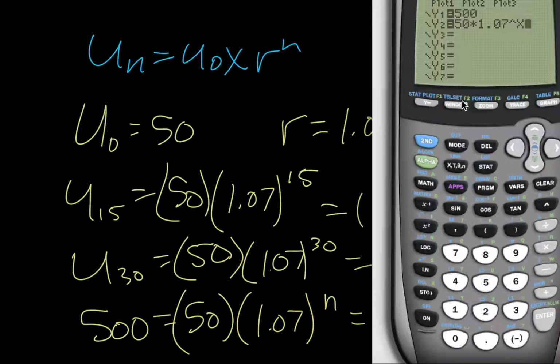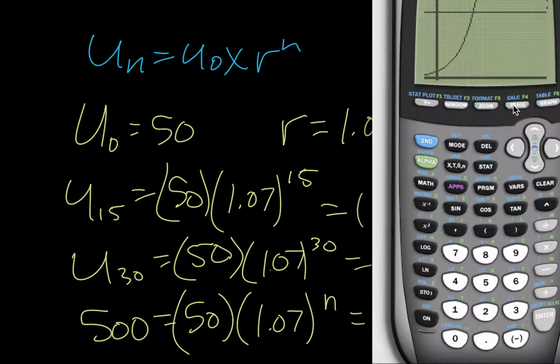I already know my window is going to be bad, so come down here. We know our y max needs to be enough to see that 500, so I'm going to say it's 600. And I'm going to change this back to, let's see, maybe let's just keep it at 100. Let's see what happens. So there's our 500. We want to see where this curve crosses it. Okay, so it crosses. That's good.